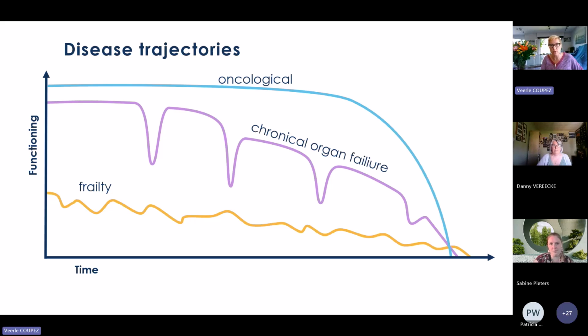In an oncological trajectory, I have some problems with my animations. In an oncological trajectory, there's often a long stable phase that can last several years. Palliative care involvement from the time of diagnosis plays an important role in the care process, especially advance care planning.